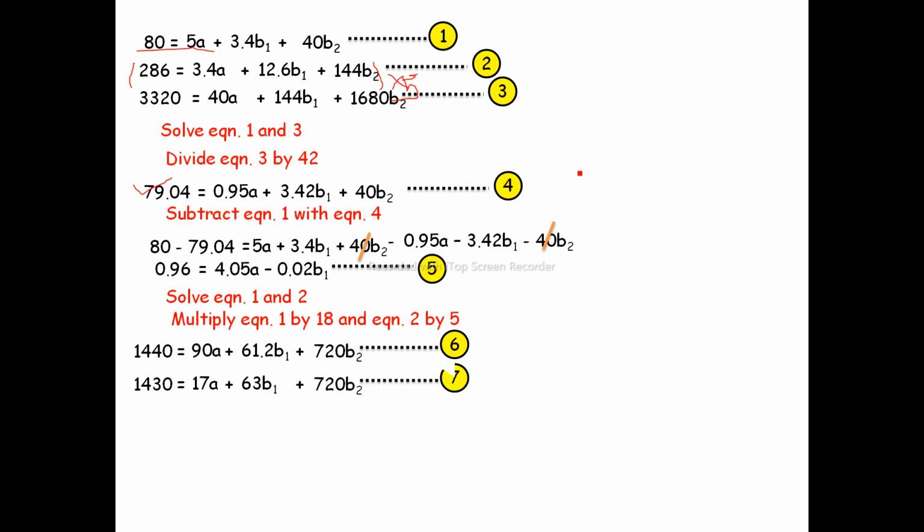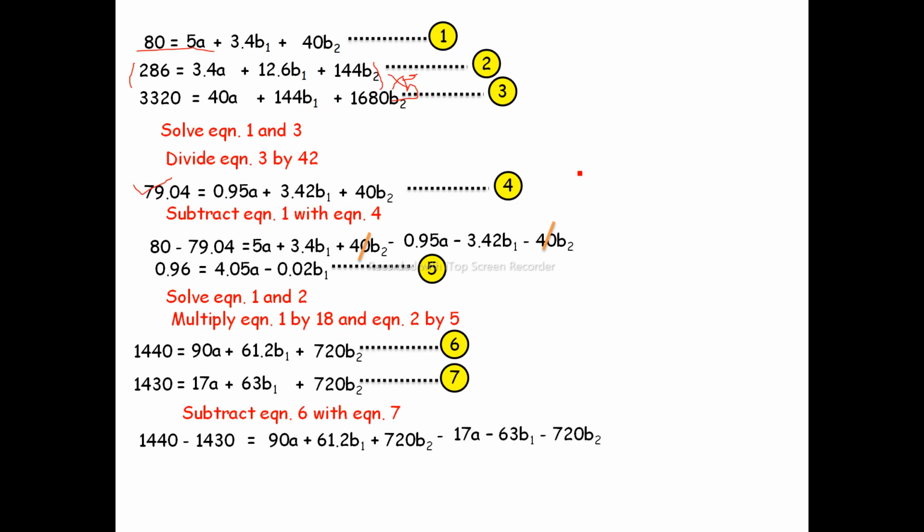So let this be equation number 7, and very simple, we need to subtract equation number 7 from equation number 6. You write the right hand side of equation number 6 minus the right hand side of equation number 7. You can see over here very easily 720b2 minus 720b2 will get cancelled off, and just go on solving it. 10 equals 73a minus 1.8b1. Let this be equation number 8.